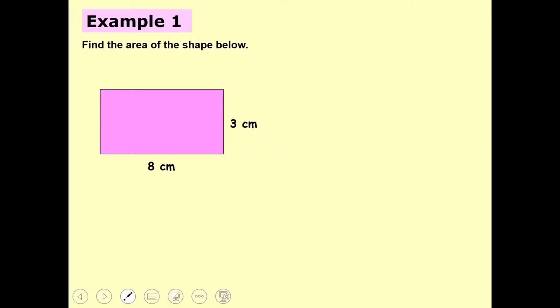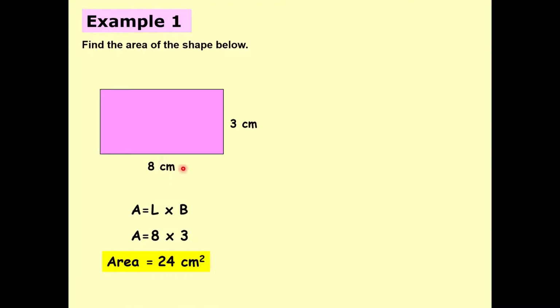So let's look at the first example. Find the area of the shape below. We can't just simply count all the squares. We're going to use our formula. The area of a rectangle is equal to L times B, length times breadth. The length is 8 and the breadth is 3, so area equals 8 times 3, which gives us 24 square centimetres. We're measuring in centimetres to make sure our area units reflect that.